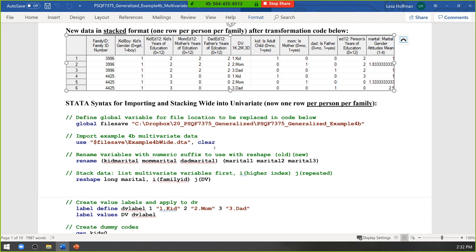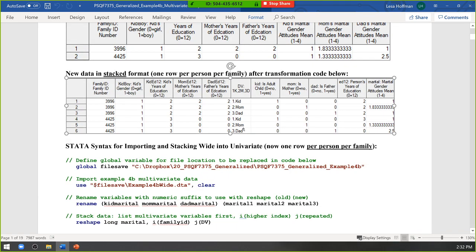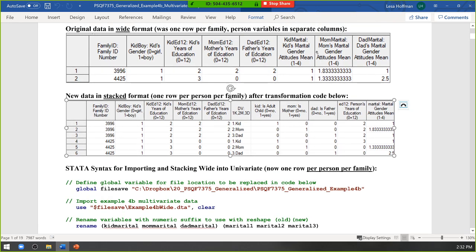So the code. In the original data that I started with, the names of the variables to be stacked did not have numeric suffixes. And that made Stata very angry with me.